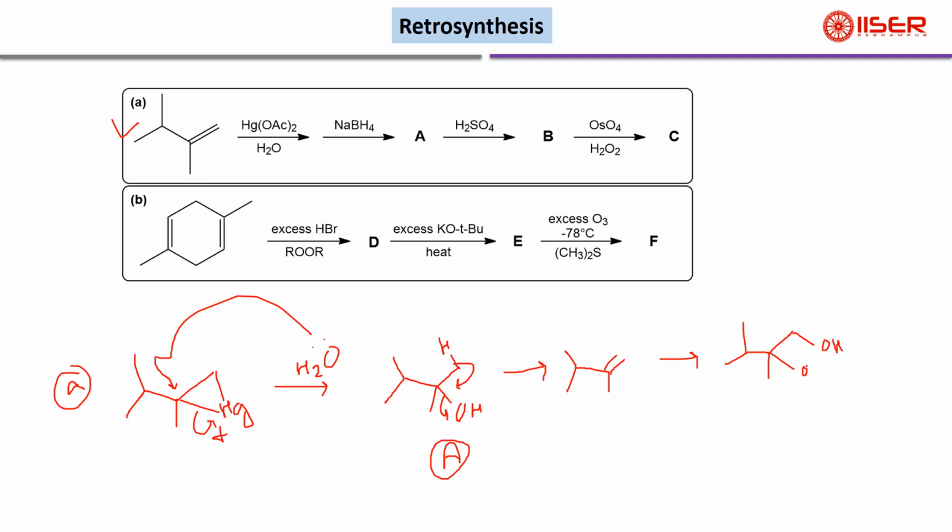Of the alkene. This is our B. This is C. Okay. I am keeping this as homework. You guys can try by yourself. I will solve this in the next class.